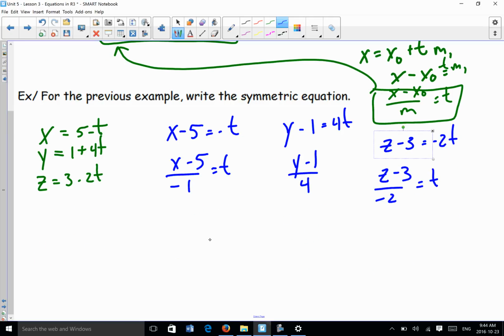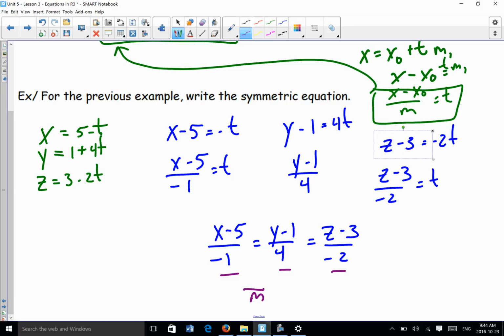If I put them all together, I get x minus 5 over negative 1 equals y minus 1 over 4 equals z minus 3 over negative 2. And there's your symmetric form. Now you might notice, and I'm hoping you do notice, that these things are your directions. If you actually look, m was negative 1, 4, negative 2.